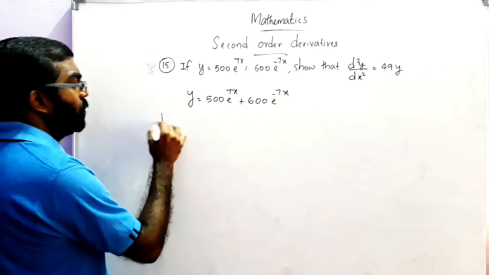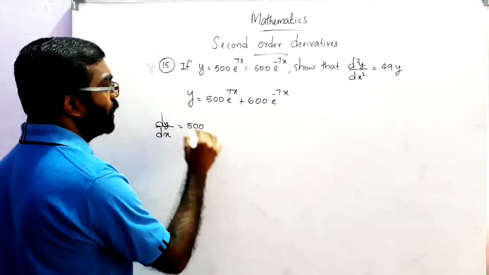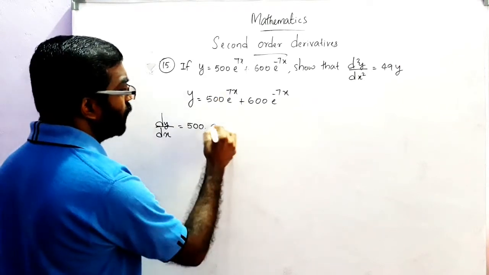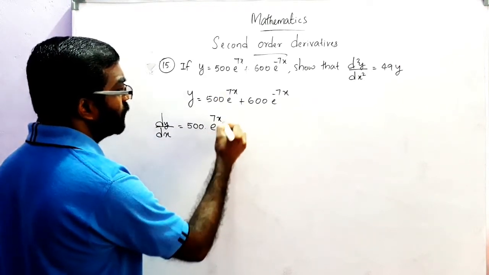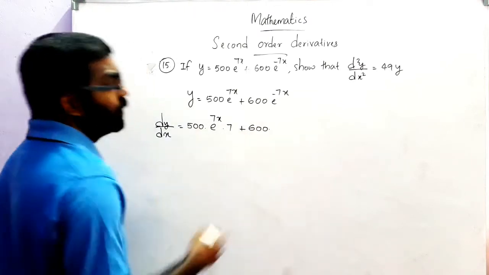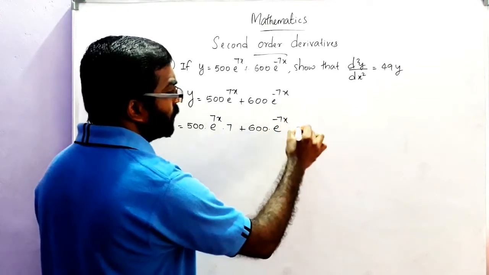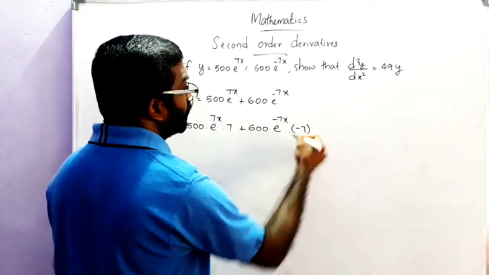So first dy/dx is equal to 500 is a constant, so 500 into derivative of e^x, so here e^(7x) into 7. Then plus 600 into again e^(-7x) into derivative of minus 7x, that is minus 7.